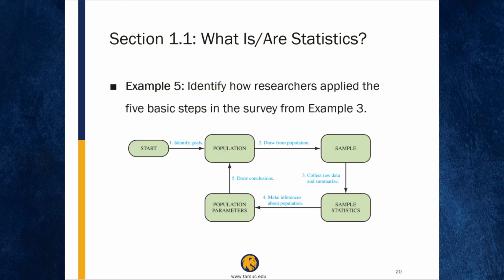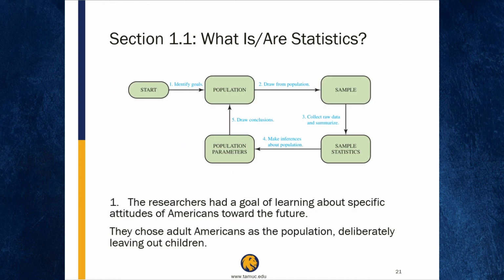And so let's go through the example of how the 5 basic steps were applied from the previous example, where we're talking about the survey of landing on Mars. So the first step was identify the goals. The goal was learning about specific attitudes of Americans toward the future. They chose just adult Americans as their population, deliberately leaving out children.